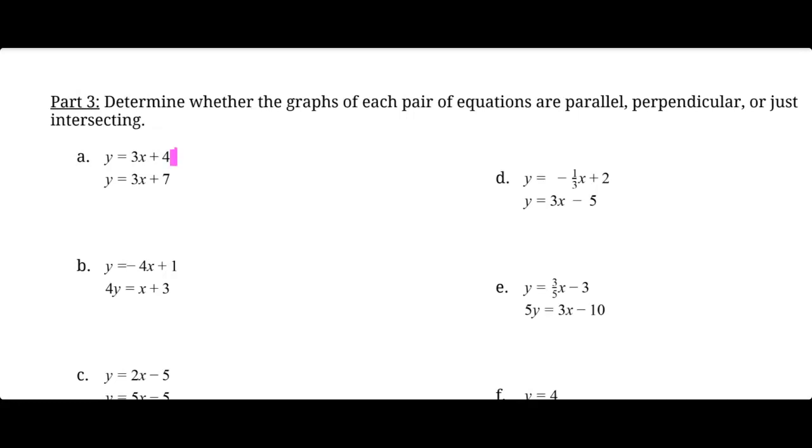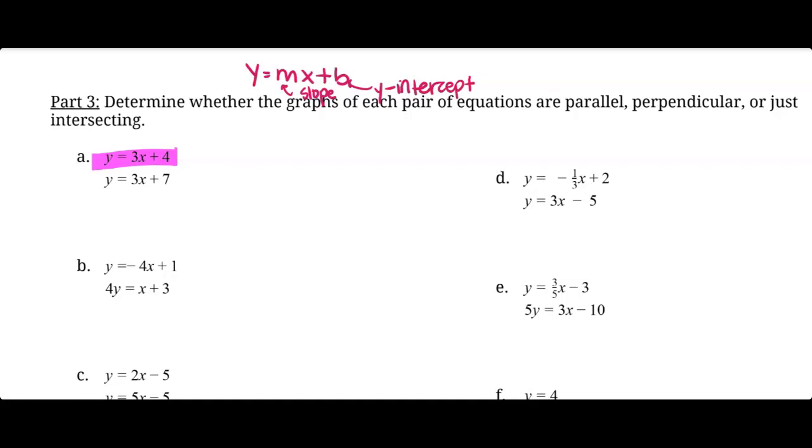So when we look at the first line here, we see that we have y equals 3x plus 4. Remember that y equals mx plus b is slope-intercept form, where m is our slope and b is our y-intercept.